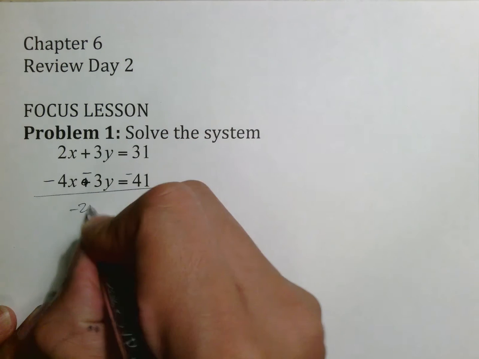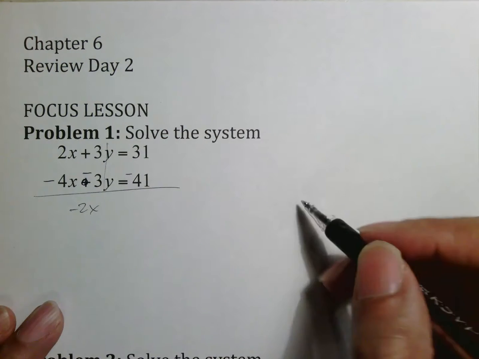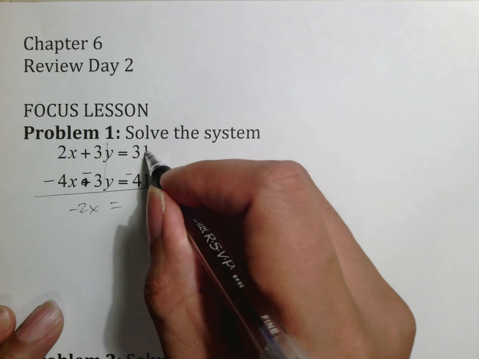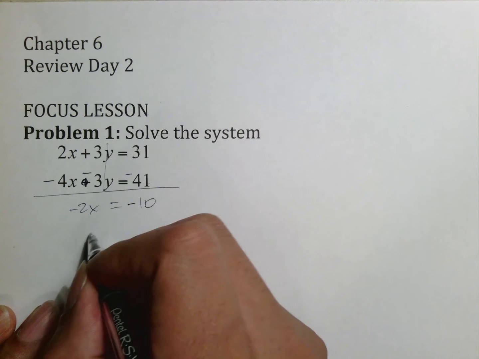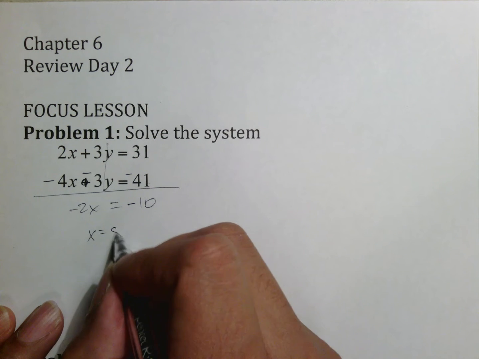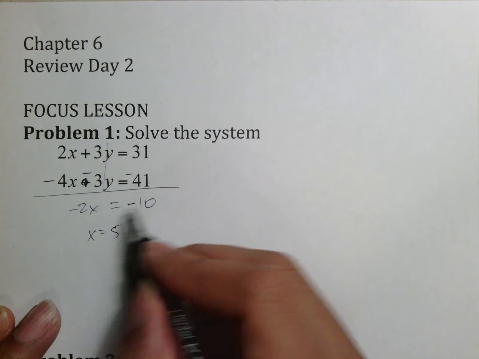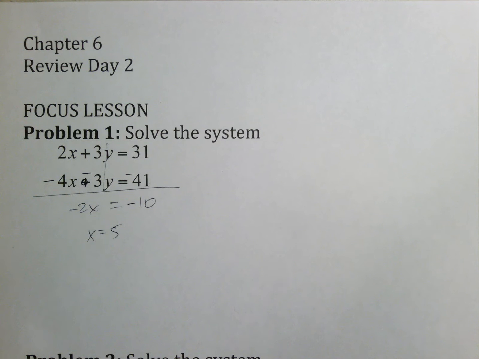2x minus 4x makes negative 2x. The 3y's go away. Equals comes down. 31 minus 41 is negative 10, which of course, based off of my experience, tells me that x should be a positive 5, because a negative divided by a negative would be positive.